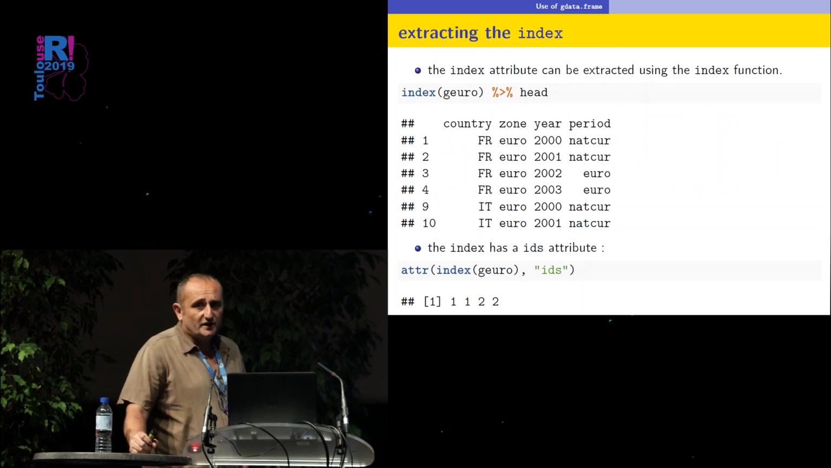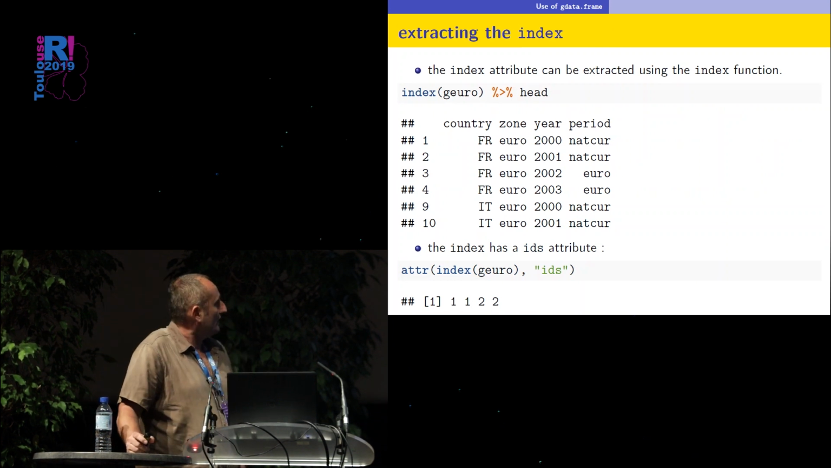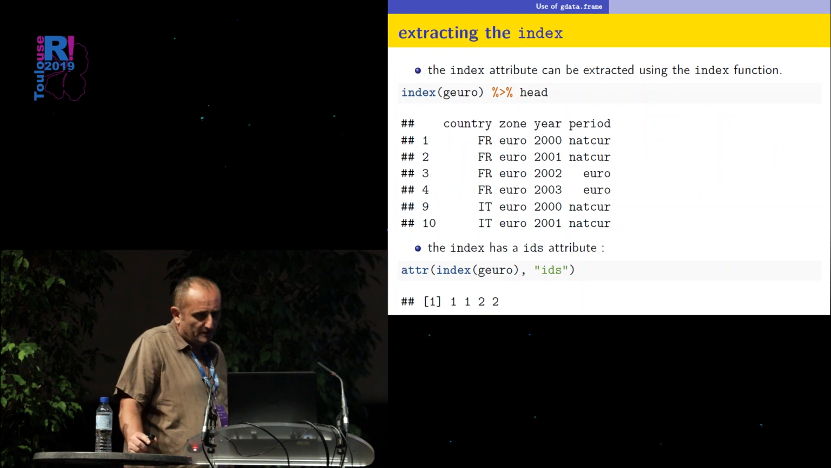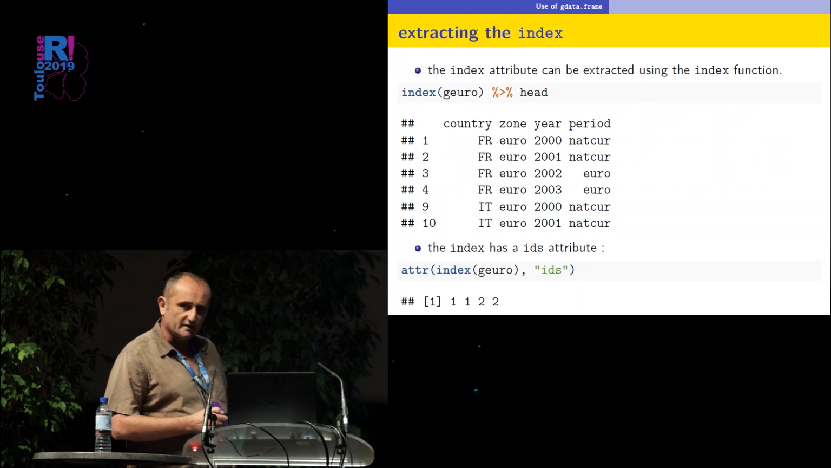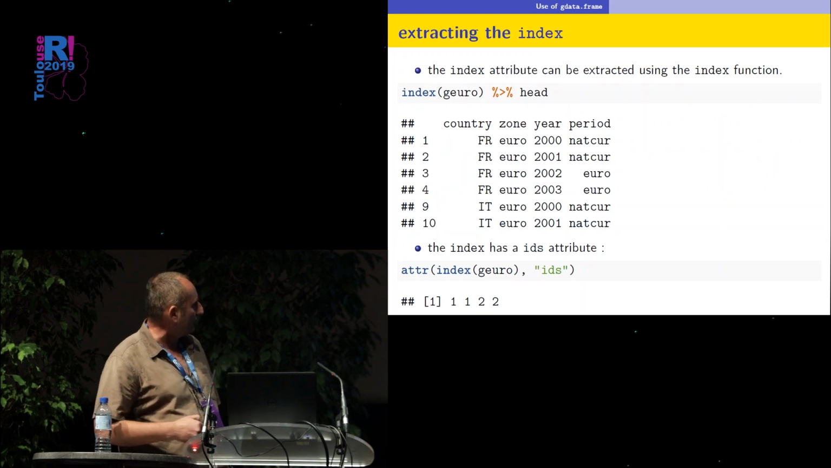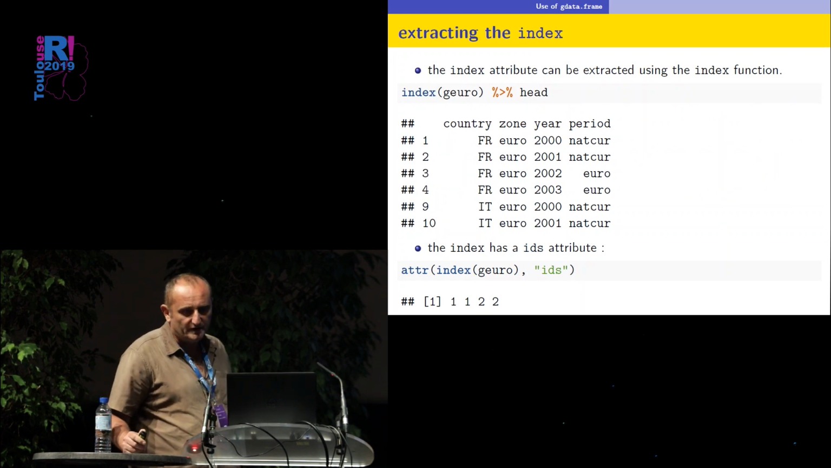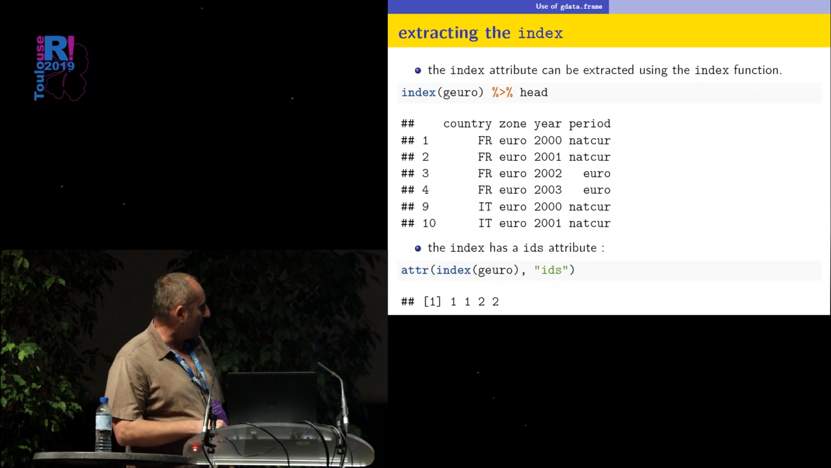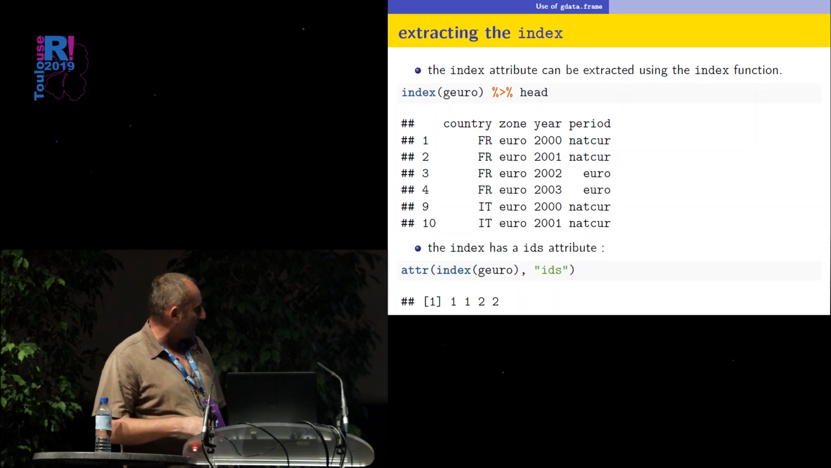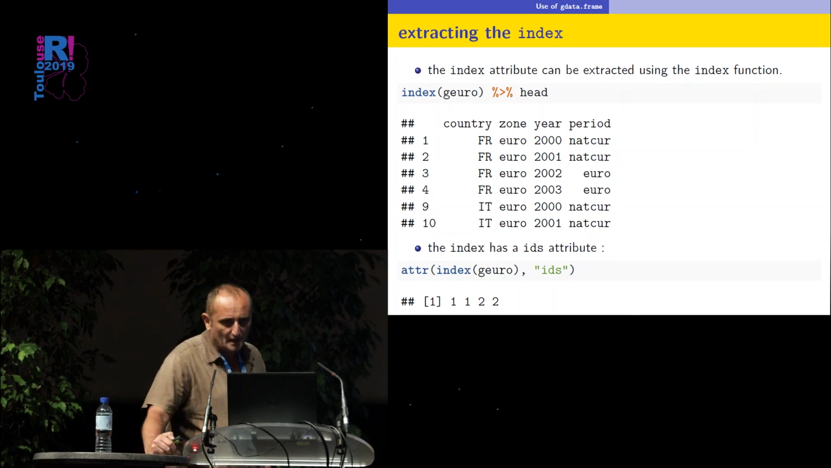The result is the gdata.frame, which has an index attribute, which can be extracted using the index function, like here. And you can see that the index is a data frame which contains all the variables which have been defined as being either an index or a nesting variable for an index. And you also have here an ids attribute which indicates that the first 2 columns refer to the first index and the last 2 columns refer to the second index.